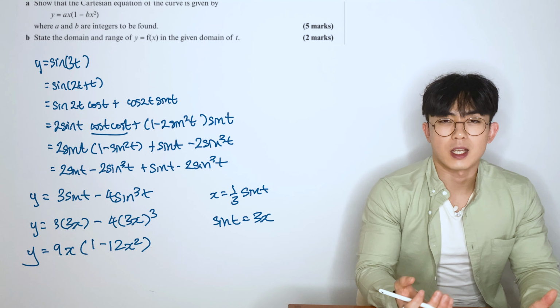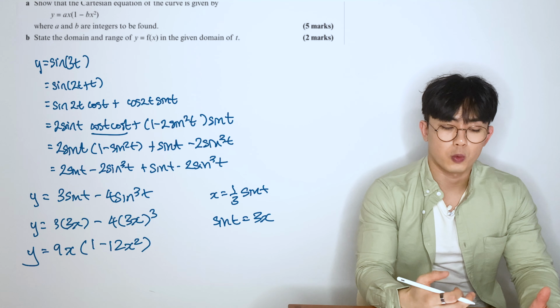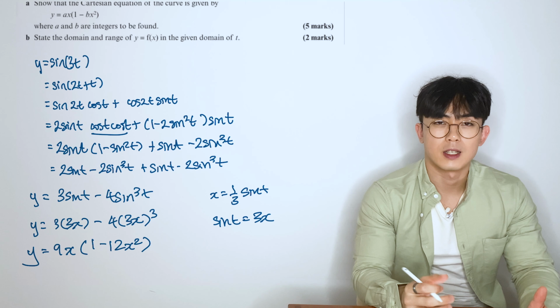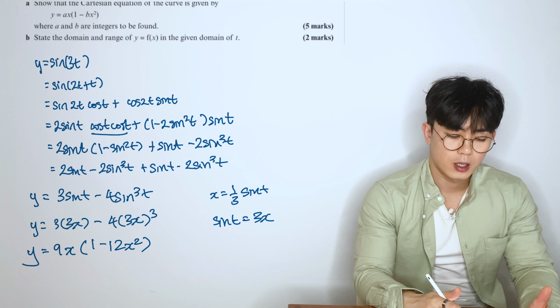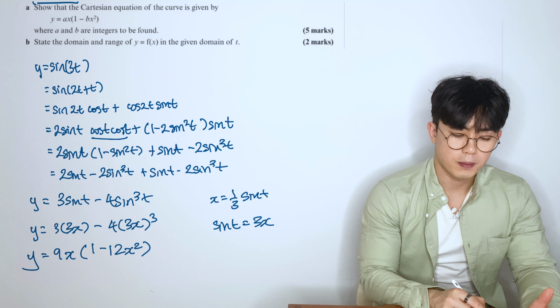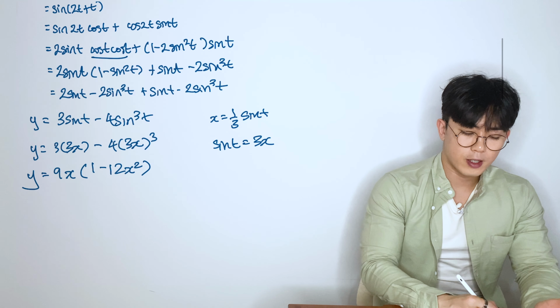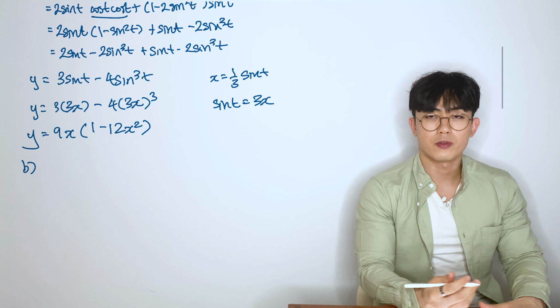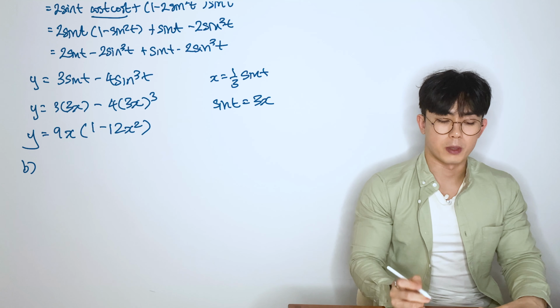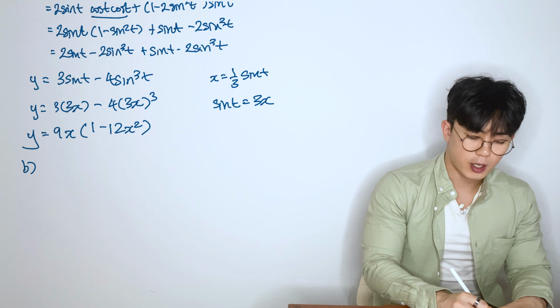So as you can see, it's slightly different. Rather than substituting straight away, we use an identity to make it easier for us to substitute. Right. B, state the domain and range of y is f of x. So finding the domain and range is the same thing. We have to find the ranges of the parametric x and the parametric y. So let's start off with the parametric x.